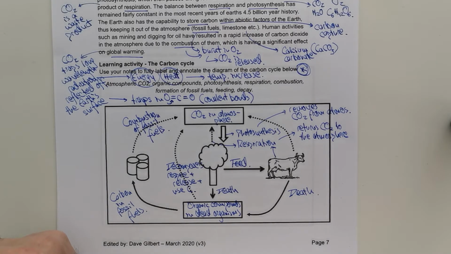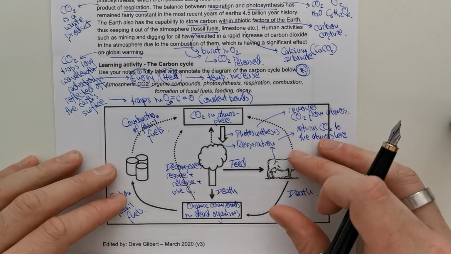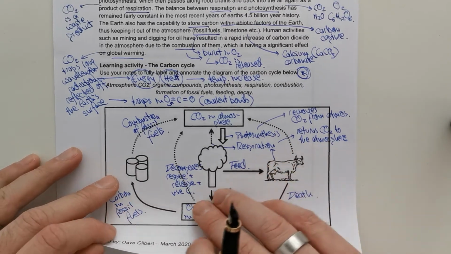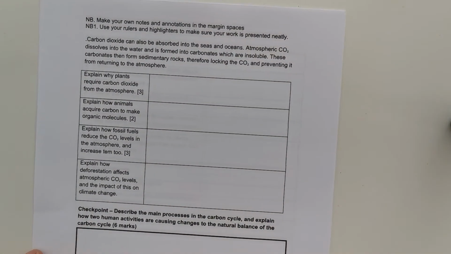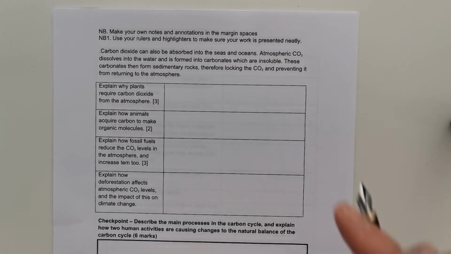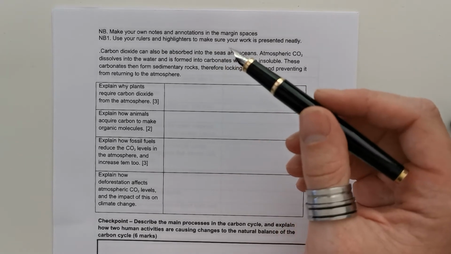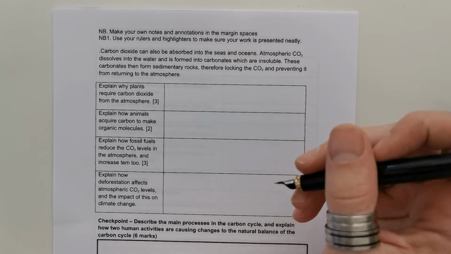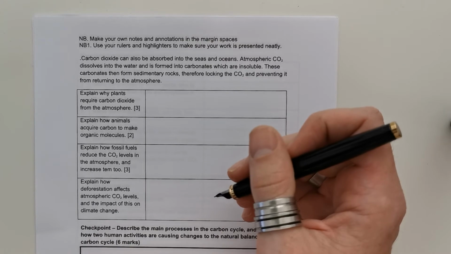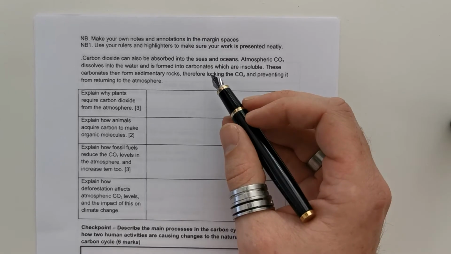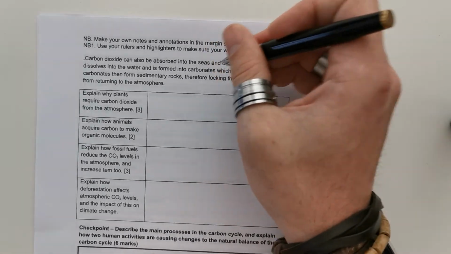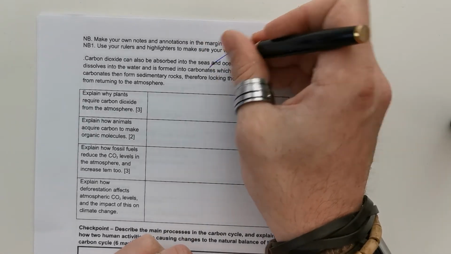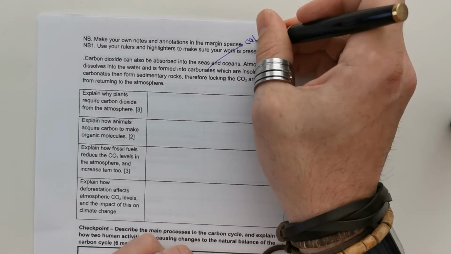Right, now what I'd like you to do is, can you turn onto the next page and have a little look at some of the questions. So you'll see on the next page a little bit of text at the top where it says carbon dioxide can also be absorbed into the seas and oceans. Atmospheric CO2 dissolves into the water and is formed into carbonates which are insoluble. So remember, what's the carbonate that we've talked about? Calcium carbonate.